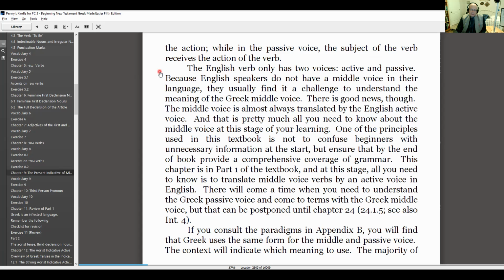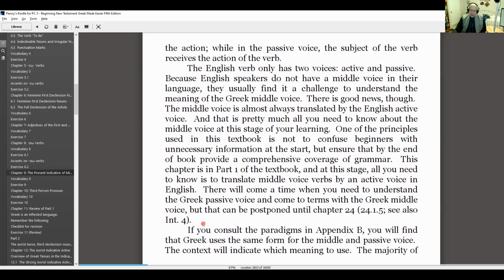Now here's our problem. The English verb only has two voices, active and passive. Because English speakers do not have a middle voice in their language, they usually find it a challenge to understand the meaning of the Greek middle voice. There is good news though. The middle voice is almost always translated by an English active voice. And that is pretty much all you need to know about the middle voice at this stage.